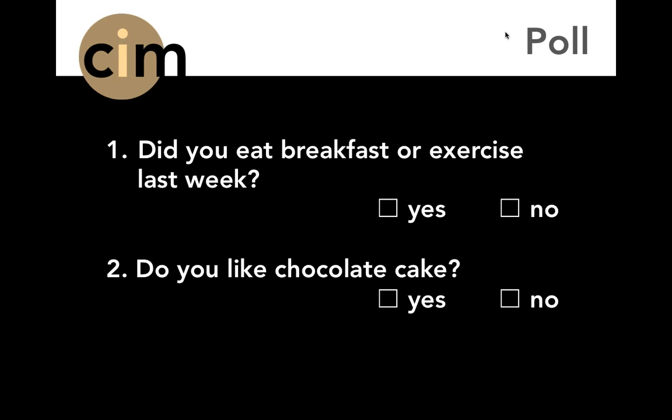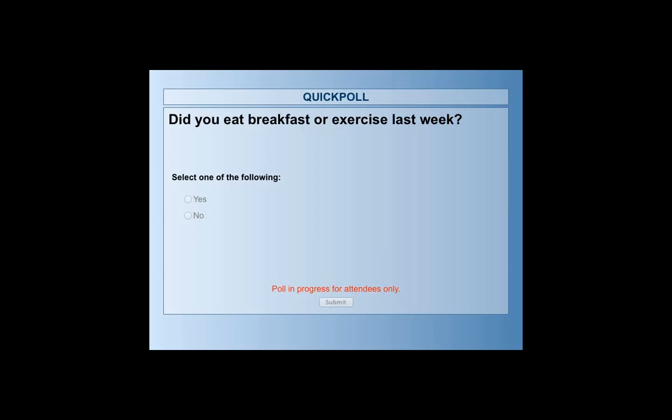Latifa is going to present the poll to you as two separate questions. So she'll ask you question 1, she'll close that poll, she'll ask you question 2, and she will close that poll, and she's going to share the results after the second question is finished. Okay. So poll 1, you should be able to see this now. So did you eat breakfast or exercise last week?